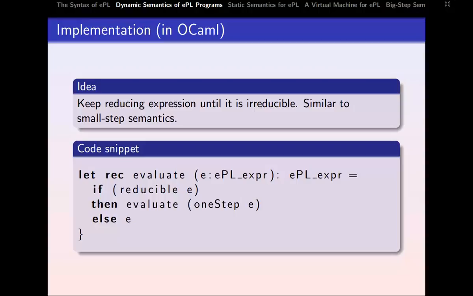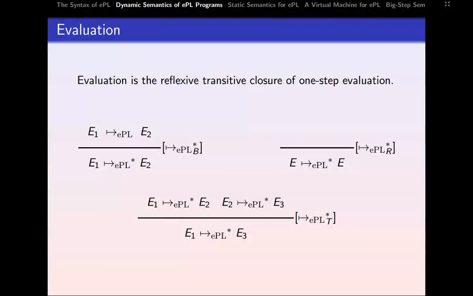Yes? On the previous slide, what is the BRT? So we're naming the rules. R is reflexivity, T is transitivity. I have no idea what B is, since they're not my slides. I would have called that lifting, because you're taking one relation and moving it into the other.